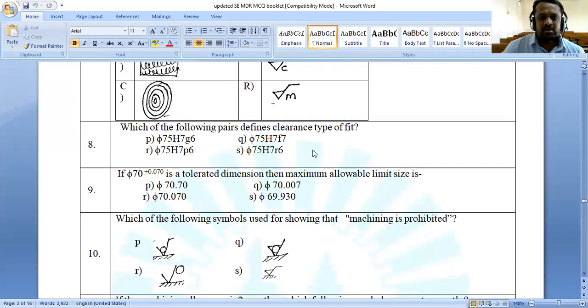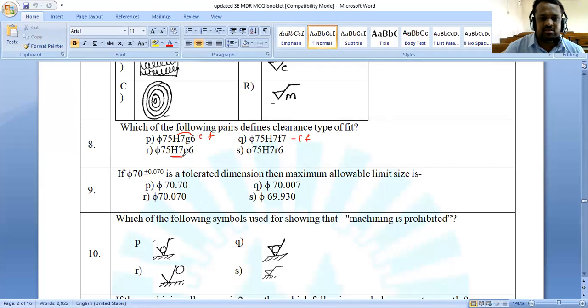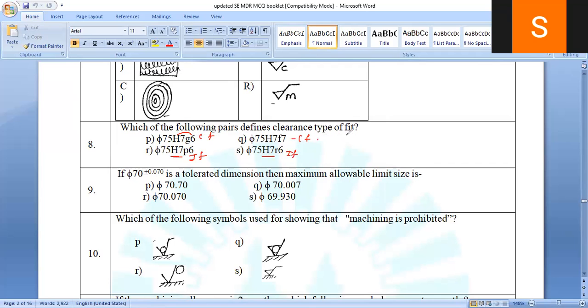Again, they have different types of fit. Which of the following pairs define the clearance fit? Can you identify it? Yes, tell me. First and second. First is the clearance. Again, it is the clearance. What is this? It is the interference, and it is the transition. Interference. Okay, both are the clearance.